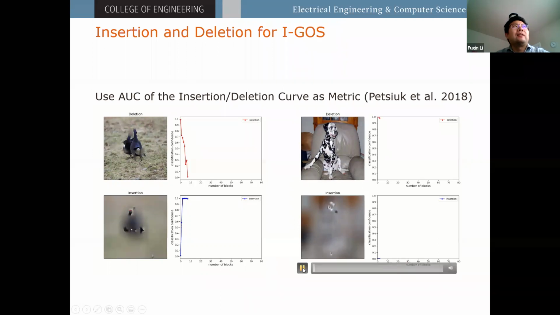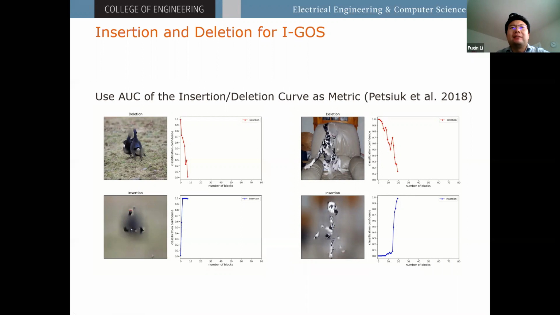In this other case, you can see this as well. So you can see at this point, if I remove this heat map, then the classification confidence drops to about 10%. But then if I only reveal this part of the heat map, it's already 100%. So this gives you a little more insight on what the CNN is looking at.